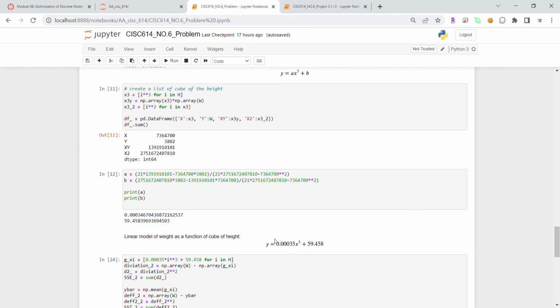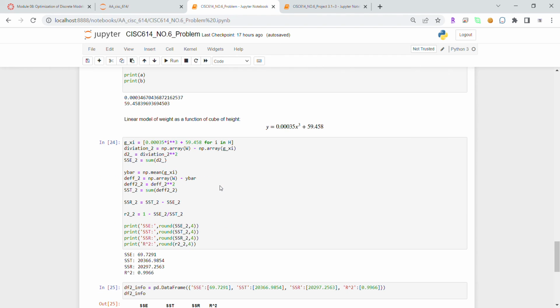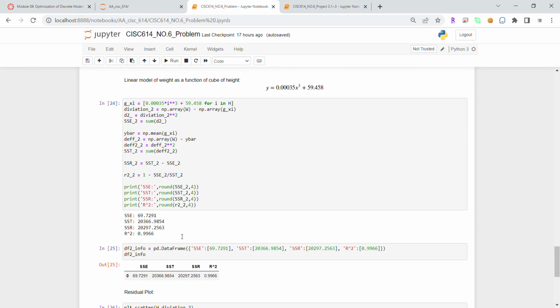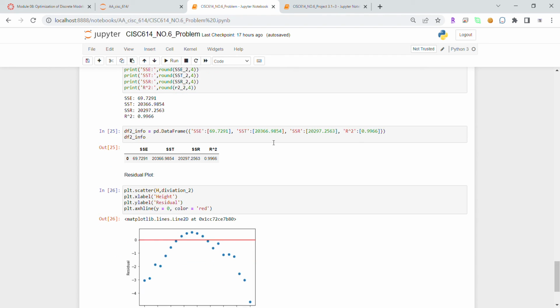So here is the model we calculated, and then I apply the same process as the previous problem to calculate its SSE, SST, SSR, and R squared, and the final result is shown in the table. And then I plot the residual plot.